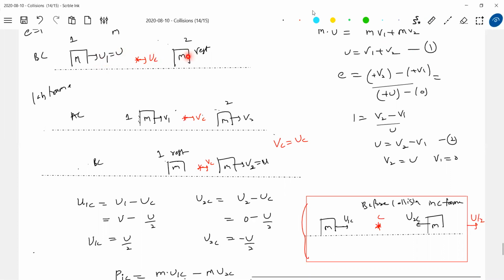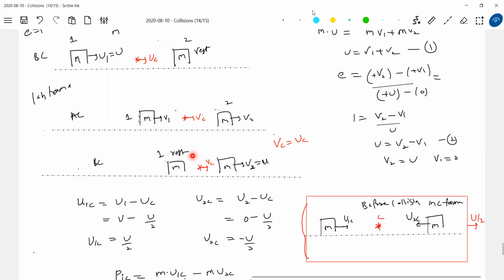The blocks will come, collide, and again separate. But if you look at only the center of mass, is there any change in its velocity? Nothing. The center of mass just continued its uniform motion by inertia, as if nothing happened. So there is no net external force acting on the system, because the velocity of center of mass didn't change. If the velocity of center of mass remains constant, what does it mean? Net external force is 0.